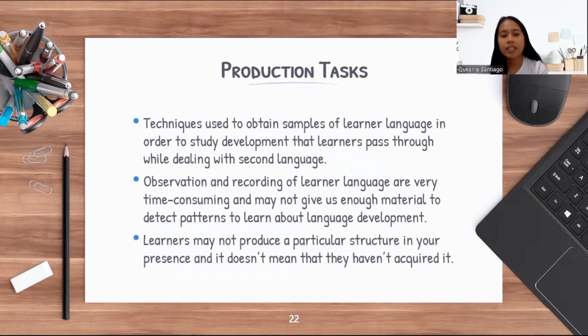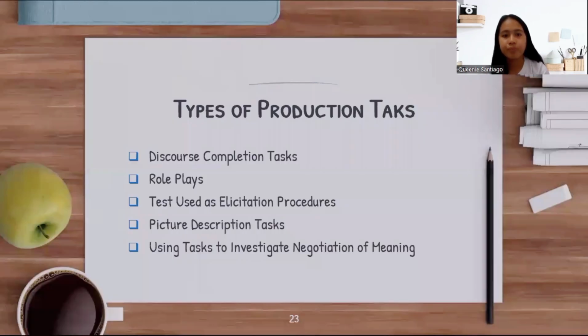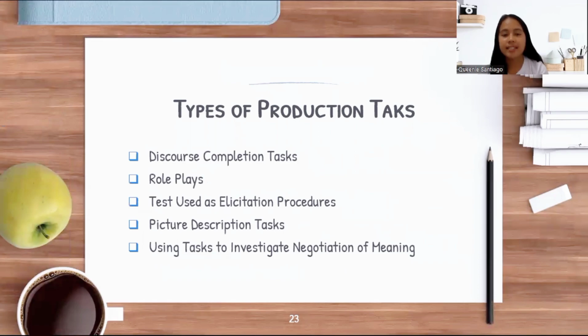Production task. Techniques used to obtain samples of learner language in order to study the development that learners pass through while dealing with the second language. Observation and recording of learner language are very time-consuming and may not give us enough material to detect patterns to learn about language development. Learners may not produce a particular structure in your presence, and it doesn't mean that they haven't acquired it. Types of production tasks.